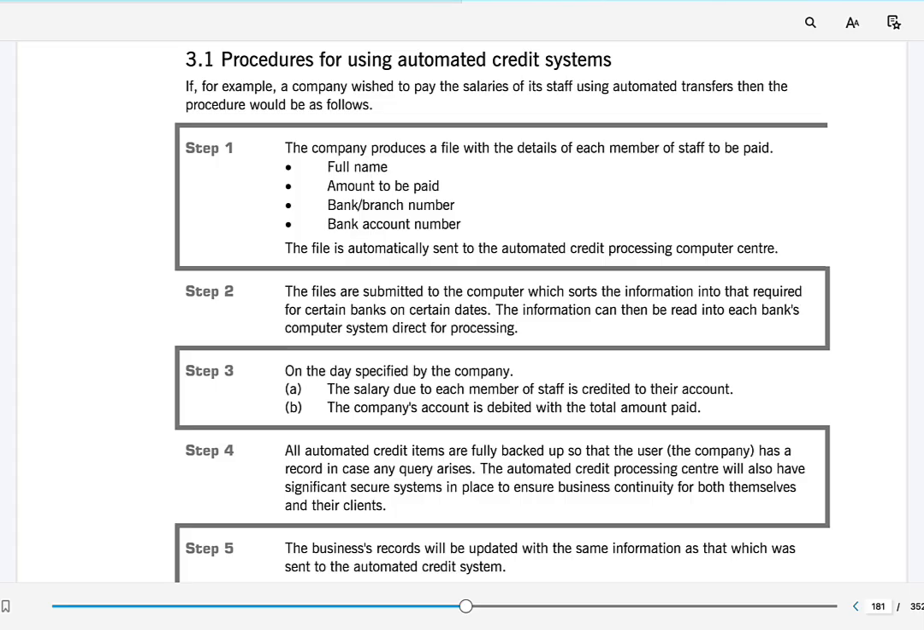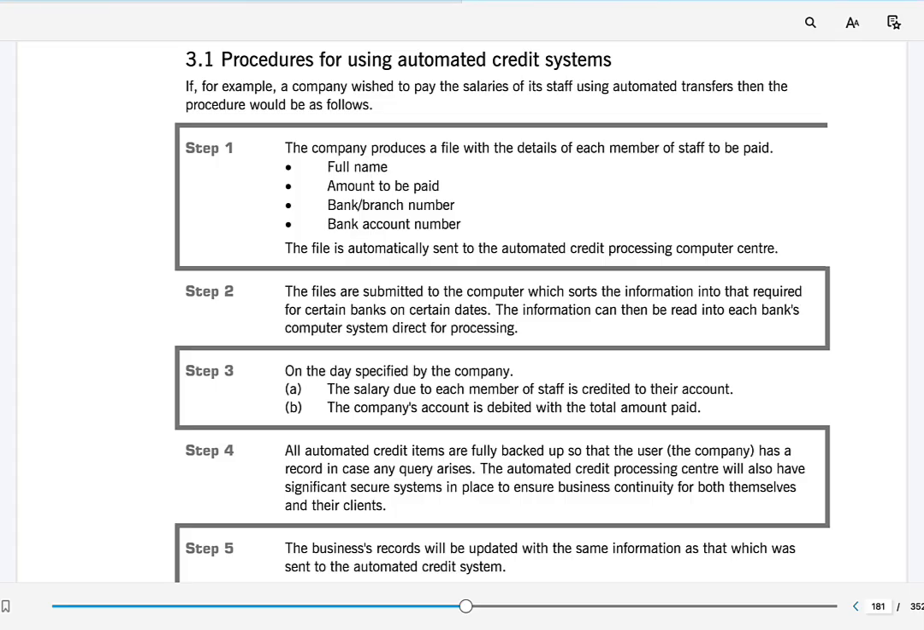What happens on payday in simple steps? On the chosen payment date, the bank system processes the file and does these actions. Action 1. The bank reads each employee payment line. Example, Ali receives $1,000. Sarah receives $2,000. John receives $1,500. Action 2. The bank transfers the money to each employee account. So the employees' accounts are credited. Ali account goes up by $1,000. Sarah account goes up by $2,000. John account goes up by $1,500.